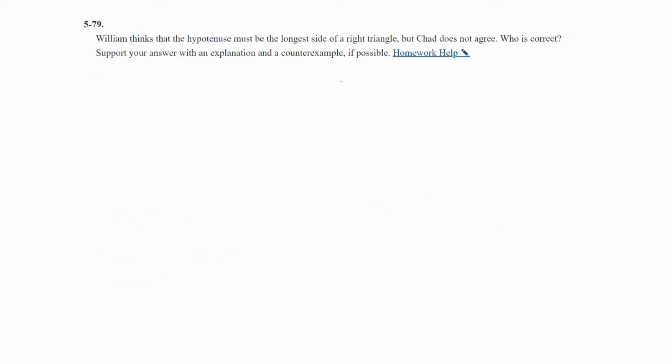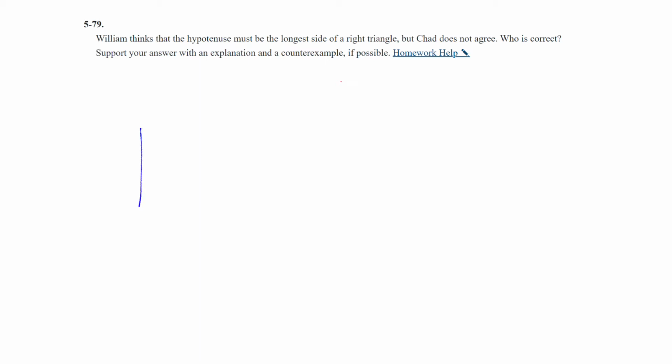Question 79. William thinks that the hypotenuse must be the longest side of a right triangle, but Chad does not agree. Who is correct? Support your answer with an explanation and a counterexample if possible. Well, we just had this question on the last one: the hypotenuse is the longest side, across from the right angle.